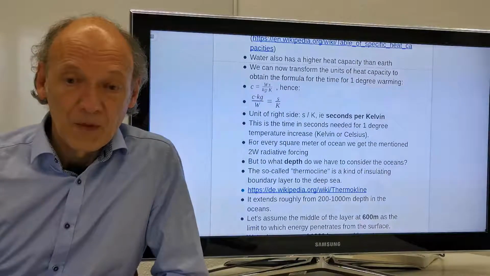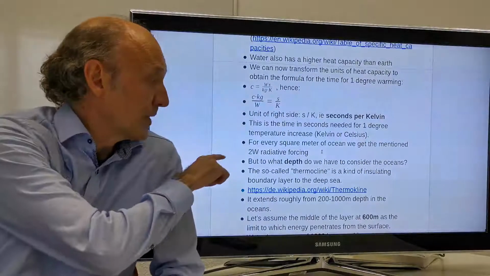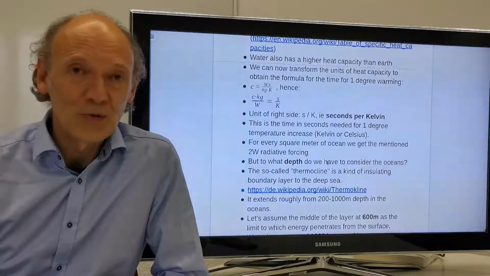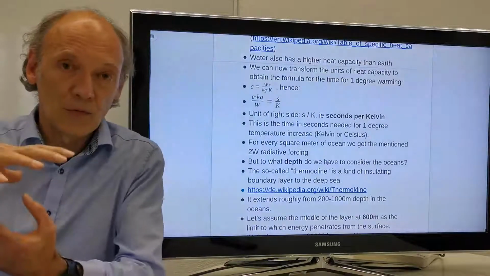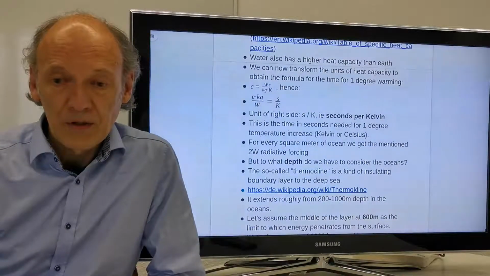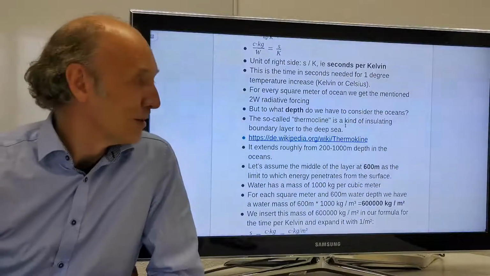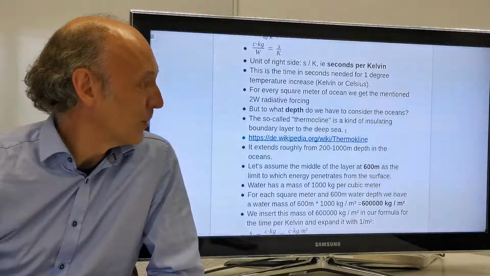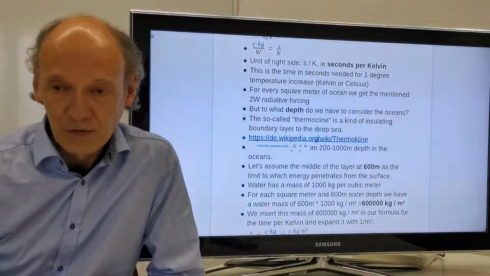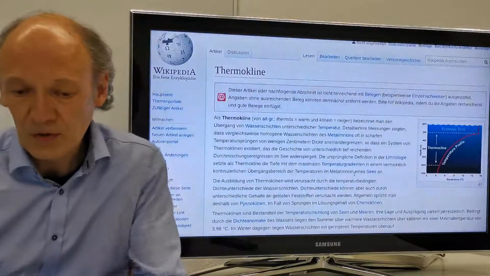Right, so we know for every square meter of ocean we get the mentioned 2 watts radiative forcing. But the question now is, to what depth do we have to consider the oceans? Because we have to warm up not just the surface, but the entire water below it too. For that, we can look up what the thermocline is, and it's kind of an insulating boundary layer to the deep sea. We can check it out here on this German Wikipedia page, which again I like better than the English one because it has a nicer picture.